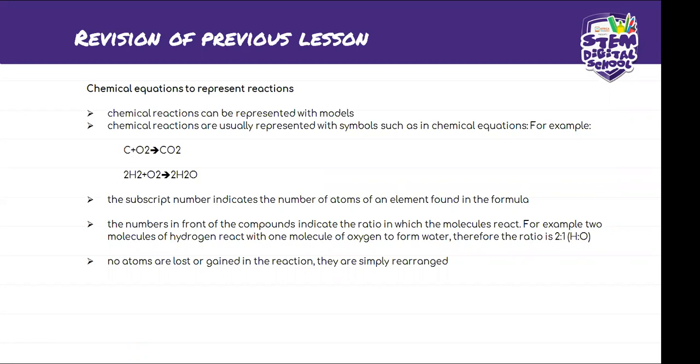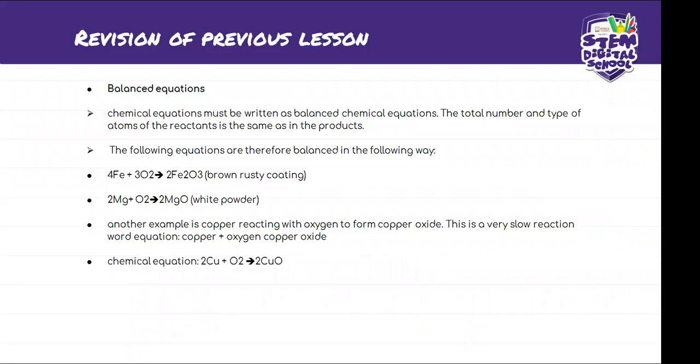And then we said at the end of the day, we don't have atoms being lost or gained in a reaction. What happens is that they just simply rearrange. And then we also looked at a balanced equation. The equation we used yesterday, for example, iron reacting with oxygen to give us iron oxide, is known as rust. So when a metal reacts with oxygen, we are going to get what is called rust. We'll be using that equation, so take note. That is what we did yesterday.